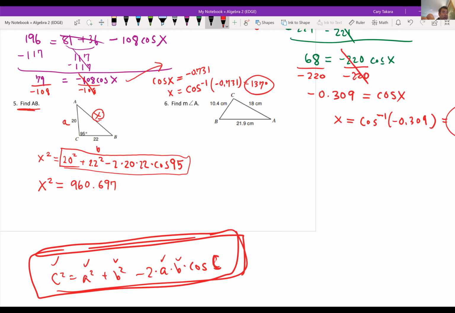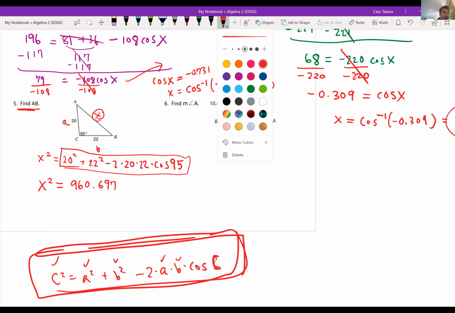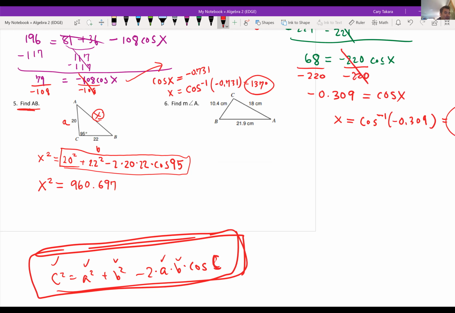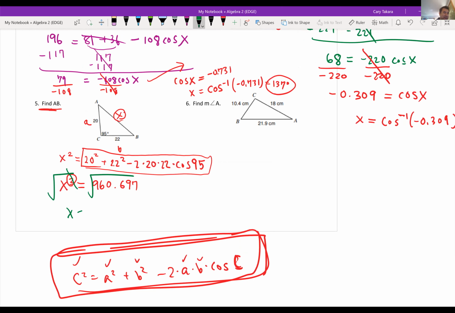And then we're not done yet because it says x squared, right? But we want x. So we've got to get rid of that square. And how do we do that? We're going to take the square root. Square and square root cancel out each other. Okay. So the square root of 960 is going to be 31. Excellent. Very good. Nice job to everybody who shared the answer with me.